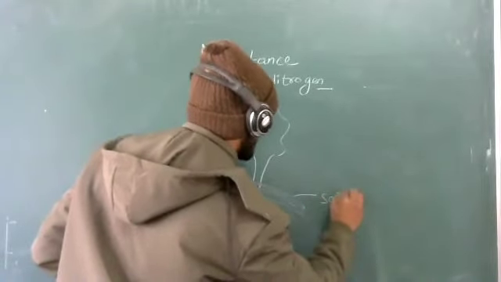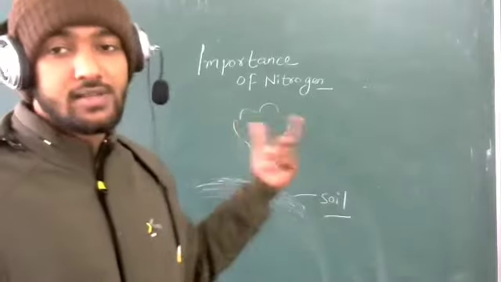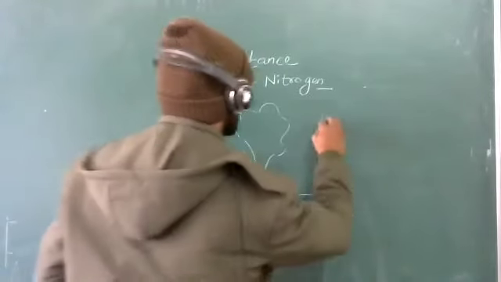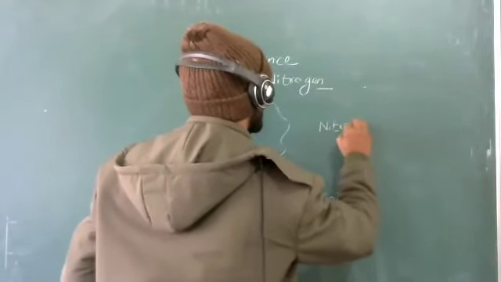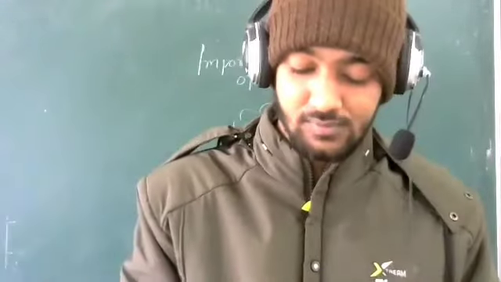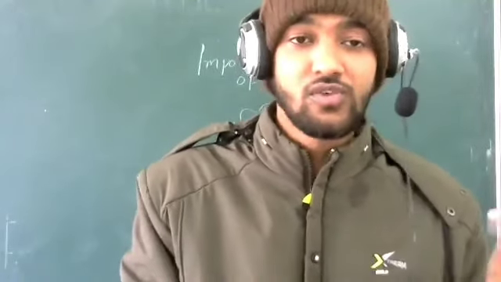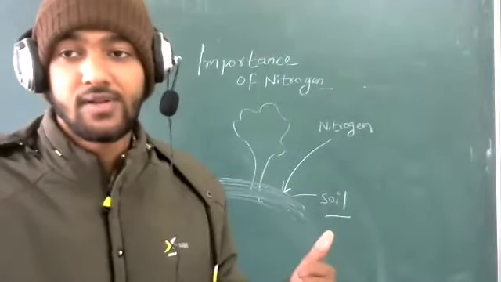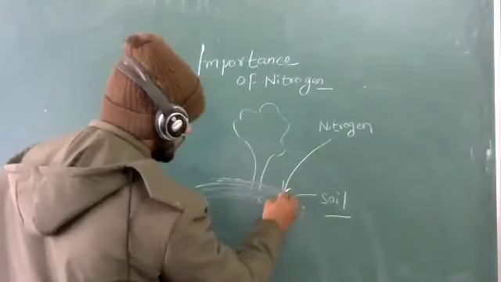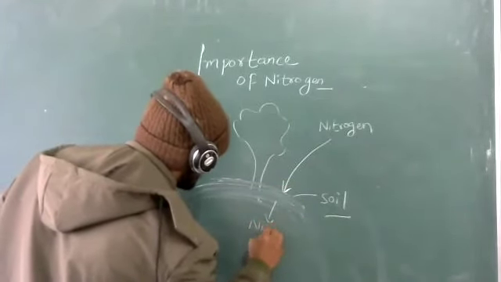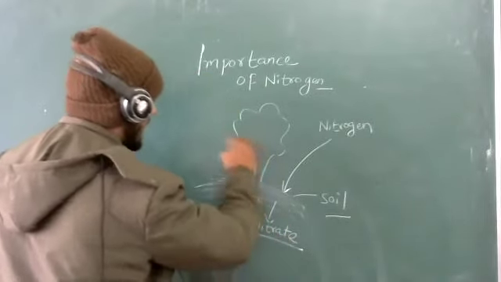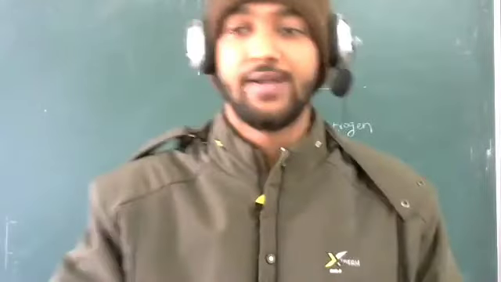Soil. Now nitrogen is present in the atmosphere. It goes into the soil. So what happened? It converted into nitrate. Means first atmospheric nitrogen converted into nitrates. Then plants absorb nitrates from the soil. First nitrogen goes into soil and it gets converted into nitrate. And plants absorb this nitrate through the roots and make protein for growth and development.